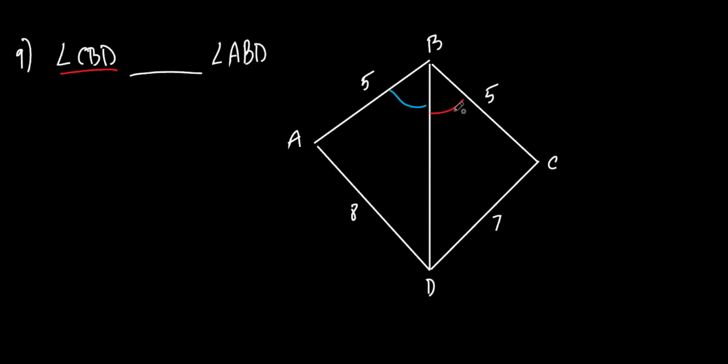So compare CBD. What is CBD? Is it greater than or less than? No, CBD is what? CBD, the red one, is less than the blue one. Why? Because it's opposite the smaller side. You got it? So the red one is opposite 7, the blue one's opposite 8. So the red one has to be smaller than the blue one. This one's the red one, this one's the blue one, so it's got to be smaller. That's your answer right there. You got 2 of those. You got 9 and 10. They're kind of the same picture and everything.